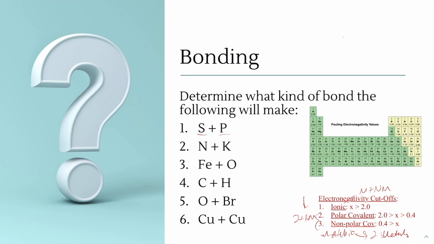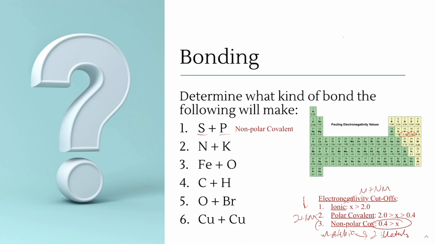So we've got the difference of 2.58 and 2.19. Now, if you can tell, that's going to be slightly less than 0.4. So this is going to be nonpolar covalent, okay? It's about 0.39. It's going to be a little bit less than the 0.4 value. So for the sake of this class, that's considered a nonpolar covalent bond.